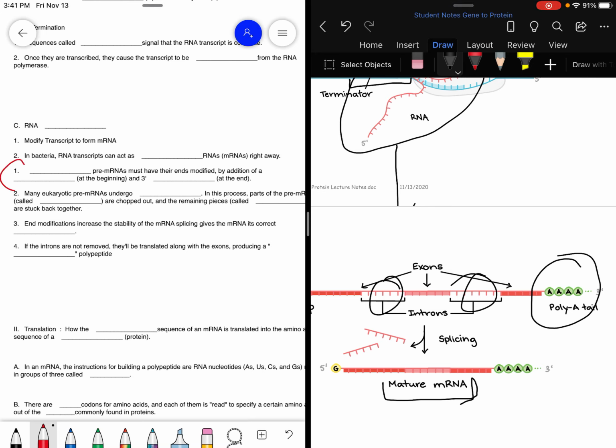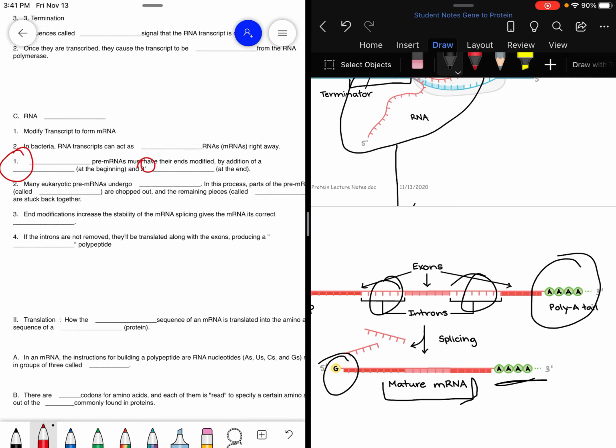Oh, it's right here. Pre-RNA ends are modified by the addition of a 5' cap, which is your G, and a 3' poly A tail. That little quote-type mark there is called prime. So a 5' cap and a 3' poly A tail. Those things keep it stable and make it work.